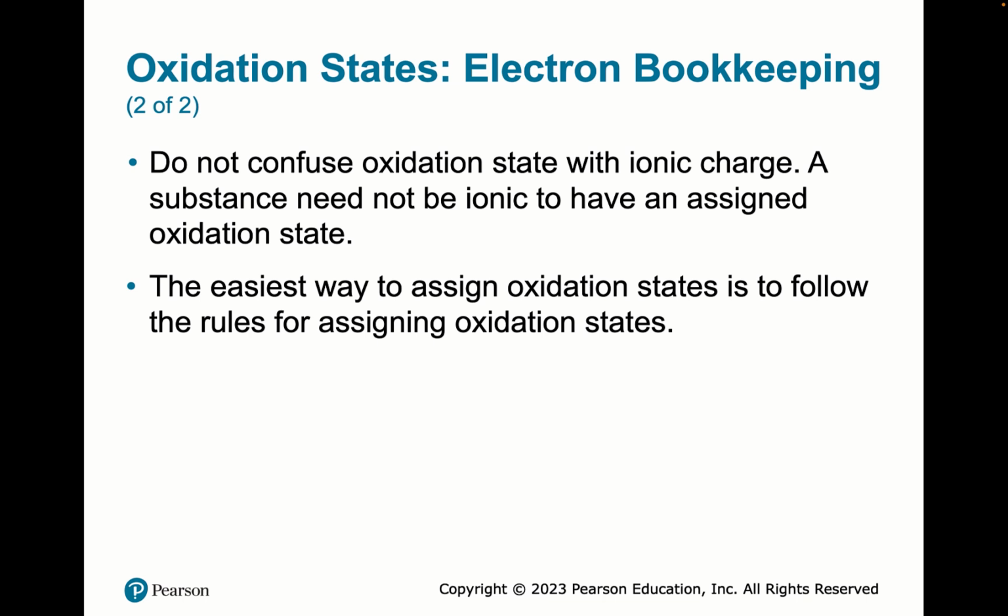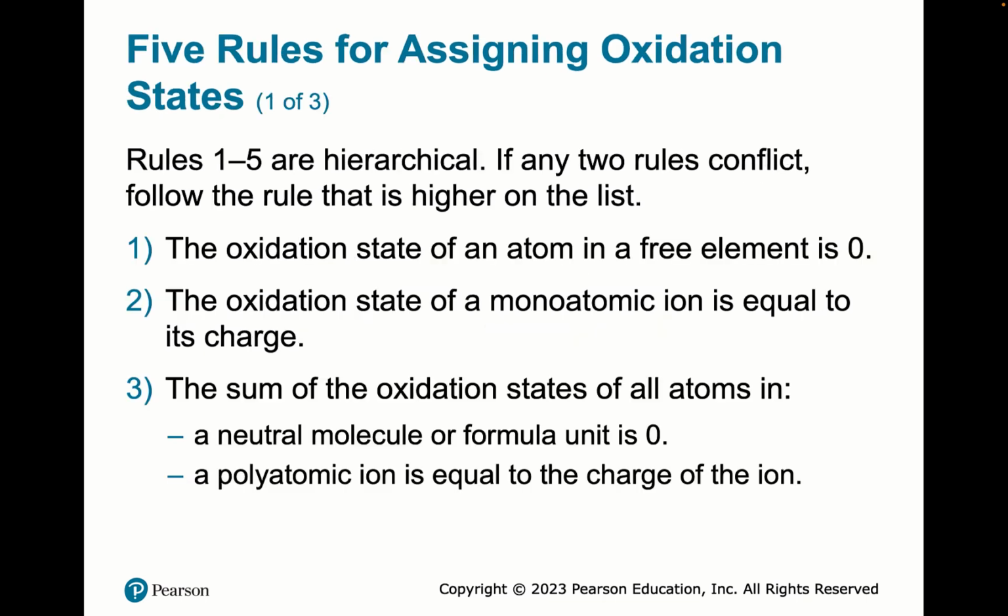Also, don't confuse this with ionic charge unless it's a monatomic ion, then it is exactly its charge. But this is certainly a way we can use to track where electrons are going. And like I mentioned before, it does affect the chemical properties of the elements and compounds. So here are the rules for oxidation states, and they are hierarchical, meaning rule 1 is more important than rule 2 and so on. The first one is any free element, its oxidation state is 0.